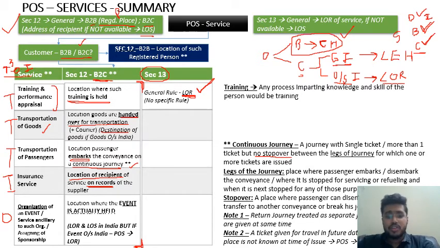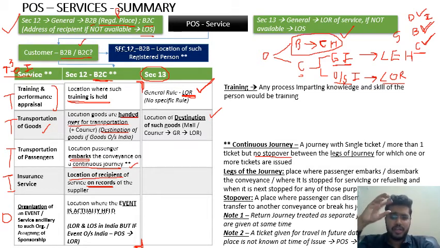Now, transportation of goods. We saw what it is in section 12, right? So we had this Mohit having 2 cousins, B2C example, one in Sri Lanka, one in Bombay. Now, what if it is section 13, guys, right? Section 13 clearly says the POS will be the location of destination of such goods, guys, right? So if the customer is outside India, and if the goods are being sent to India, if the goods are coming into India, then what is the place of supply? India, the location of destination of such goods.